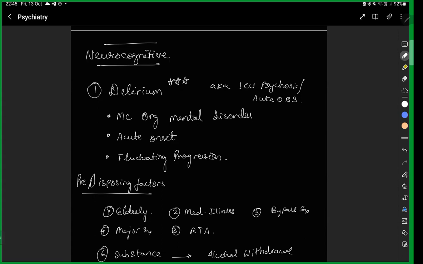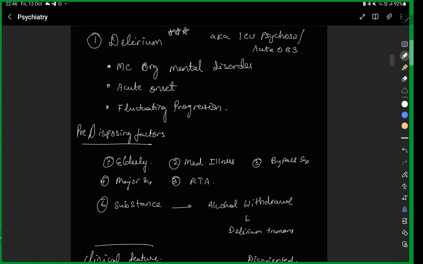What are the predisposing factors? You would have commonly noticed in your ICU postings, a 60-year-old male, maybe with 5 years of hypertension, who underwent appendectomy 2 days back. He will be in the post-op ICU and he is not oriented. That is called delirium. Any elderly patient after a major surgery, any medical illness, or any bypass surgery can develop it.